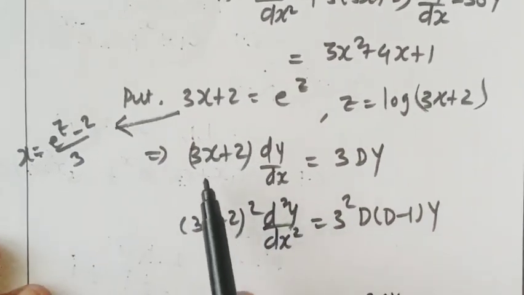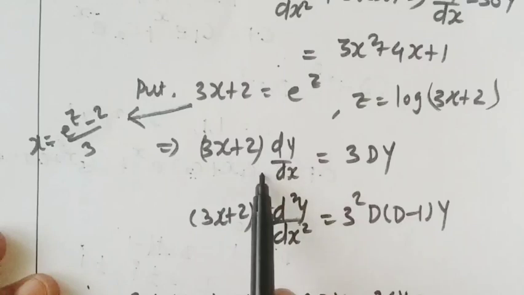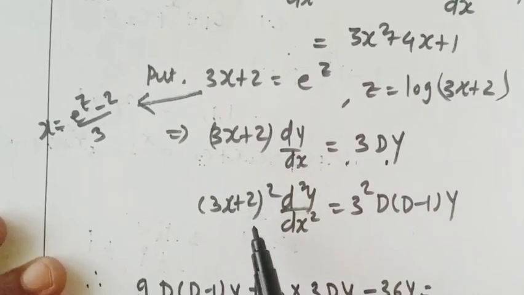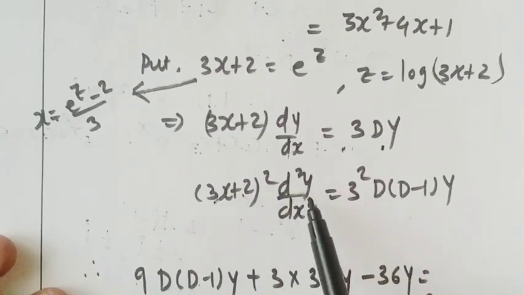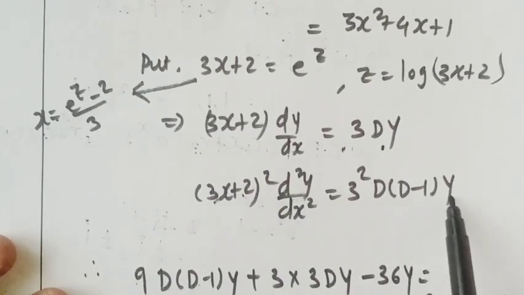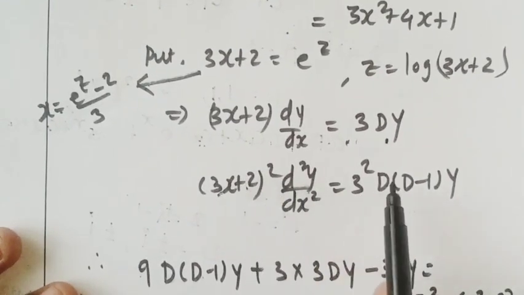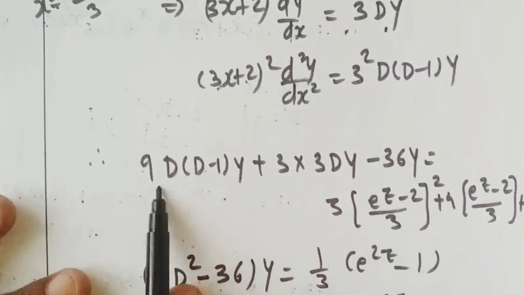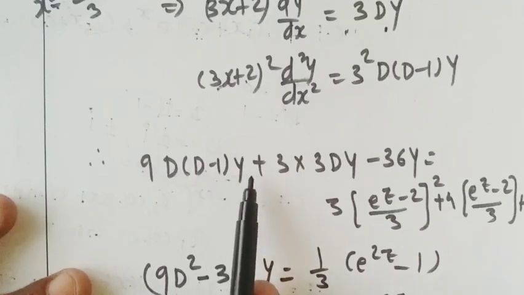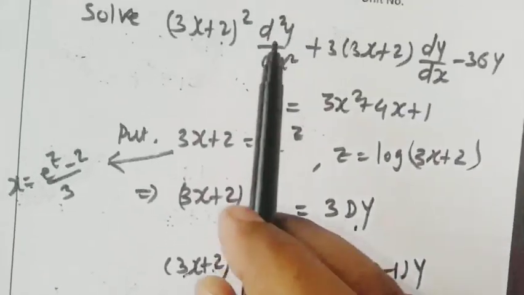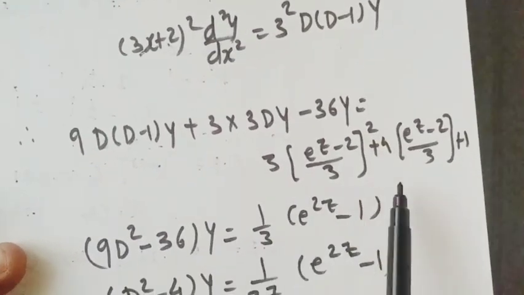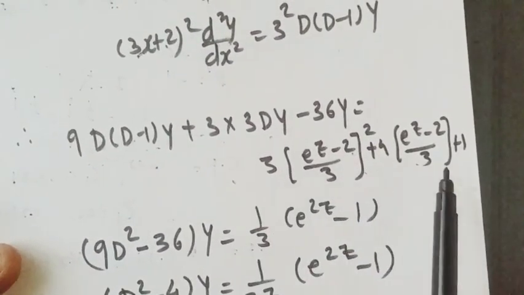Now this will imply (3x + 2) dy/dx equals 3 Dy, where a is 3. (3x + 2)² d²y/dx² will be equal to 3² D(D − 1)y, because a is 3, so 3 squared. Now on putting these values in the given differential equation, we'll get 9 D(D − 1)y plus 3 into 3 Dy, minus 36y equal to the right hand side, 3 x² plus 4 x plus 1.